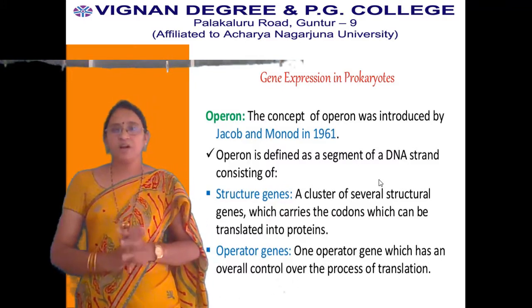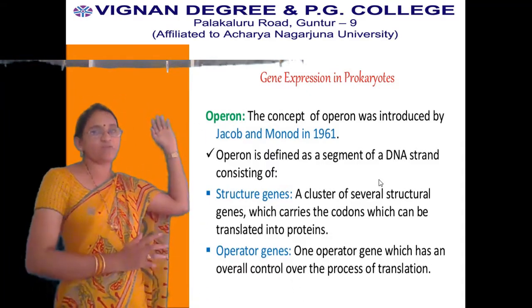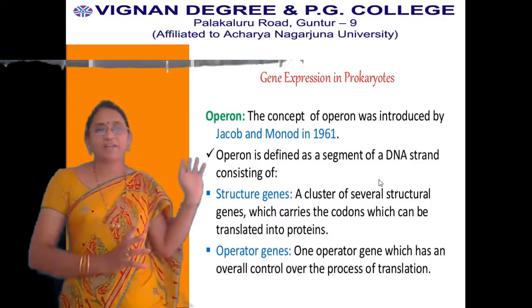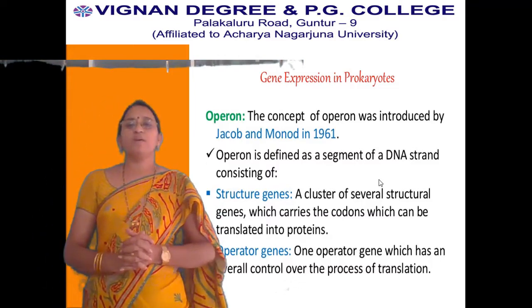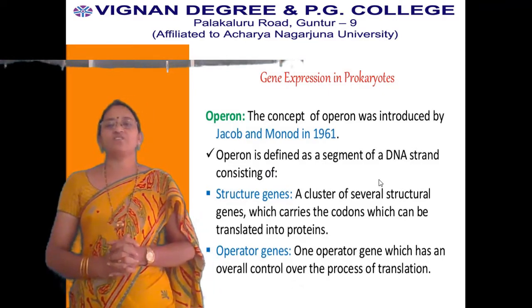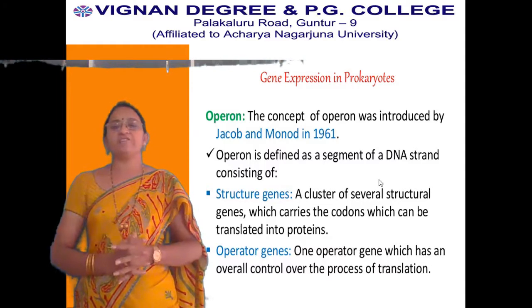Here the concept is known as the Operon concept. The concept of the operon was first introduced by Jacob and Monod in 1961. So, who explained the operon concept? Jacob and Monod in 1961. Operon is defined as a segment of DNA strand.